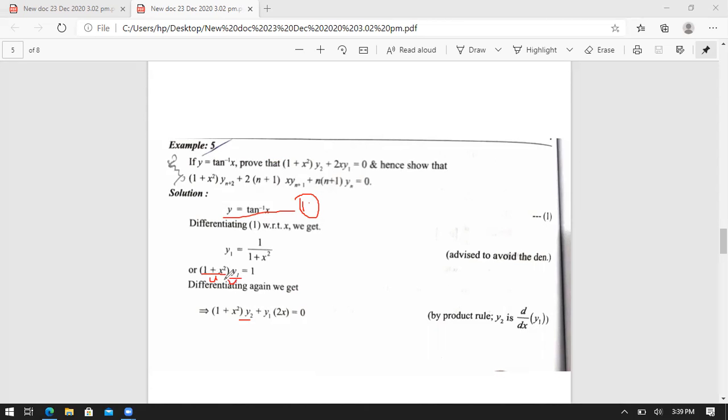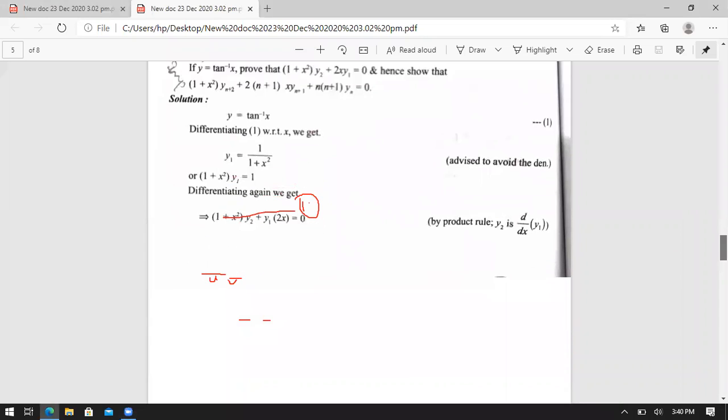First function as it is, 1 plus x square as it is. Then the differentiation of the second function, y1, is y2. Plus the second function as it is, y1 as it is, then the differentiation of 1 plus x square. The differentiation of 1 is 0, and the differentiation of x square is 2x. That is equal to 0. Okay, that is the product rule, the u into v formula. This is very important.